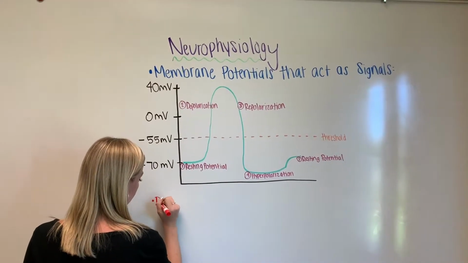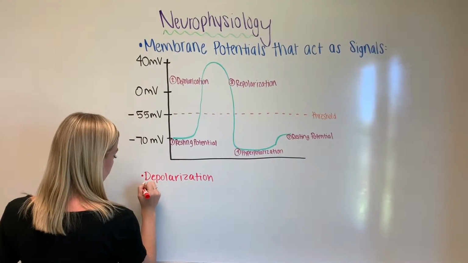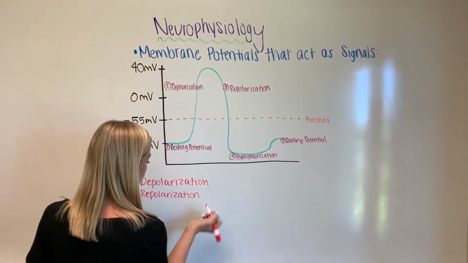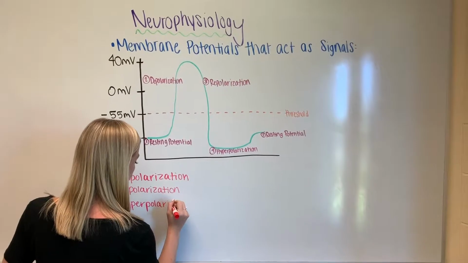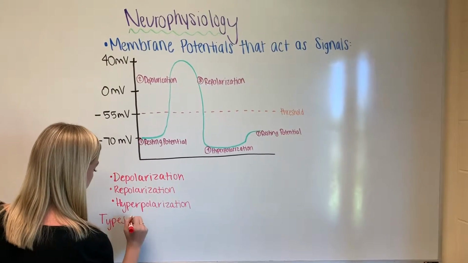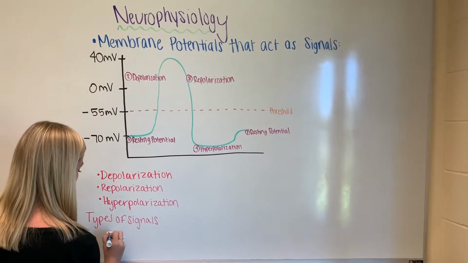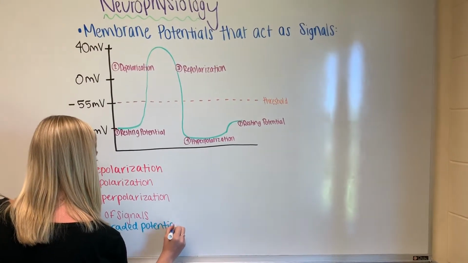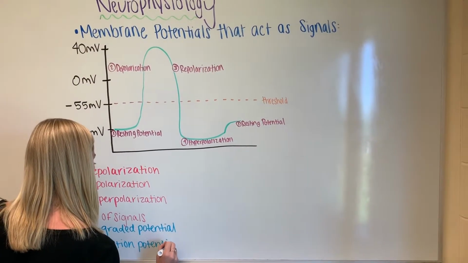Now we will move on to membrane potentials that act as signals. These include depolarization, which is the reduction in membrane potential, repolarization, which gets farther away from zero, and finally hyperpolarization, which is when the membrane is greater than -70 millivolts. Next are different types of signals, such as graded potentials and action potentials. Graded potentials are found in dendrites of the cell body and are short-term messages, whereas action potentials have the same strength the whole way through and are only carried in the axon.